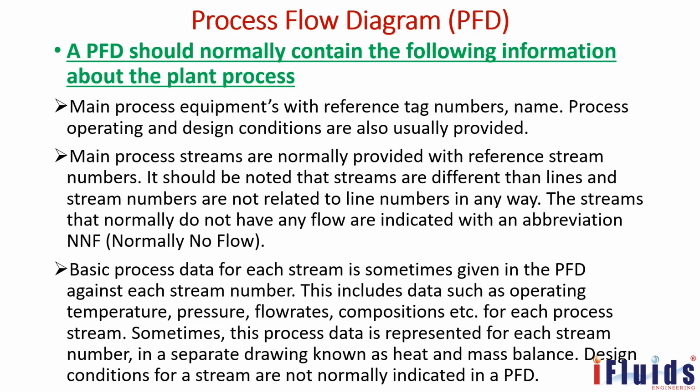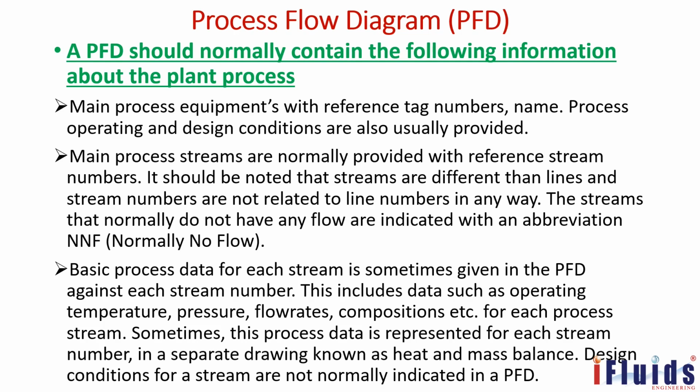Basic process data for each stream is sometimes given in the PFD against each stream number. This includes data such as operating temperature, pressure, flow rate, composition, etc. For each process stream, sometimes this process data is represented in a separate drawing known as the heat and mass balance. Design conditions for a stream are not normally indicated in a PFD. It is nothing but the process conditions of each stream that you have to put.